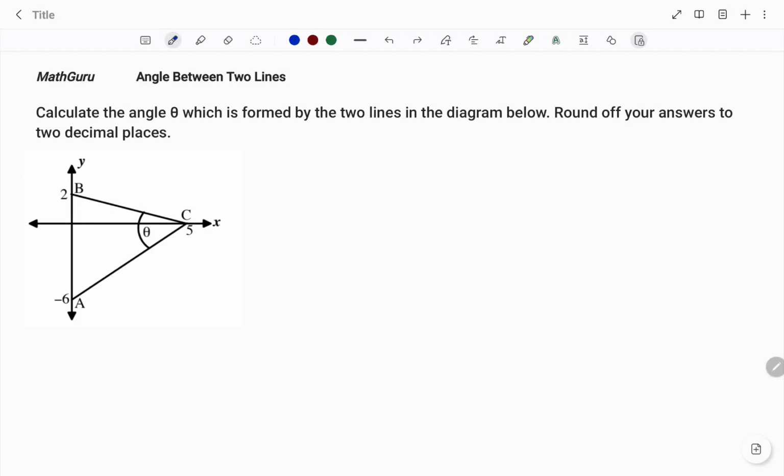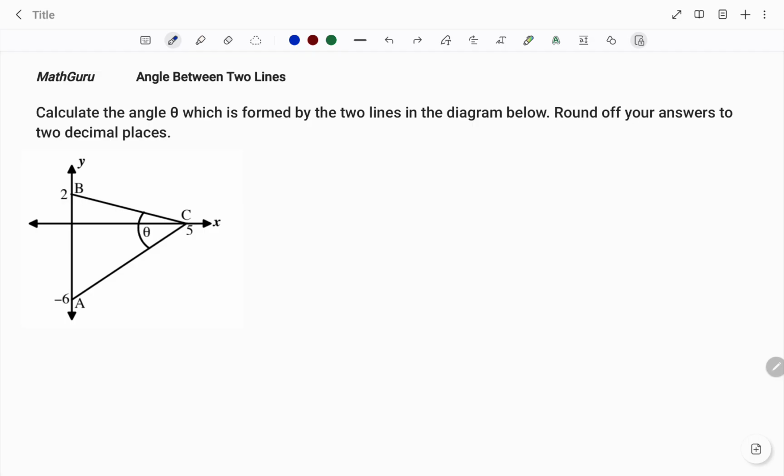In this video, I'm going to show you how to find the angle formed between the two lines as shown in the sketch. We have to calculate the angle theta, which is formed by the two lines in the diagram below. Round off your answers to two decimal places.